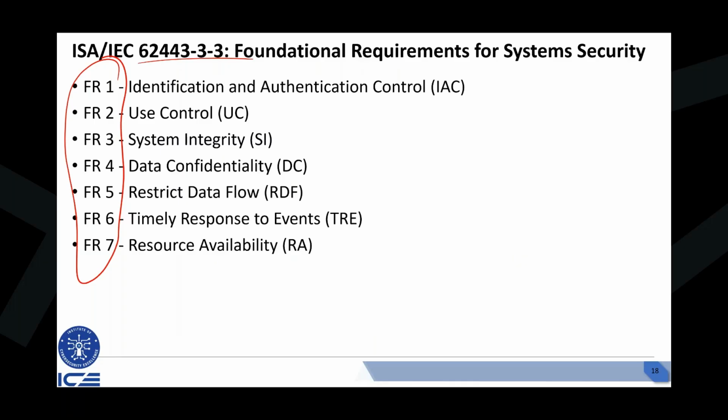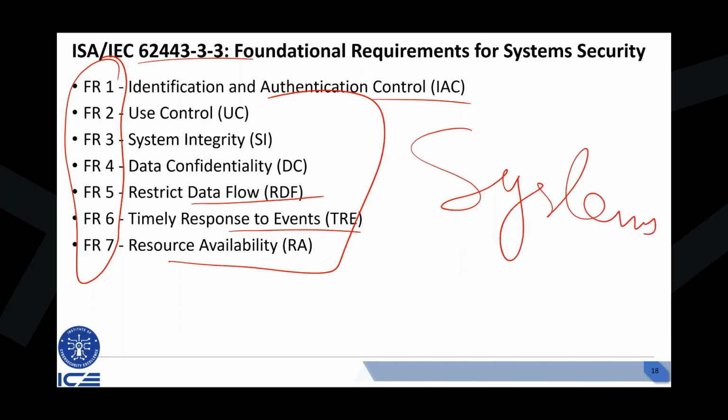So what controls you should have, Active Directory or multi-factor authentication, how you restrict data flow, how you respond to events in a timely manner. These are all related to systems themselves, not to the security program or the governance. It is talking about what feature is available in a particular PLC and how you can enable that feature, and how much protection you need from a security levels perspective, security level 1, 2, 3, 4, and those kinds of things. So 3-3 focuses on system security.